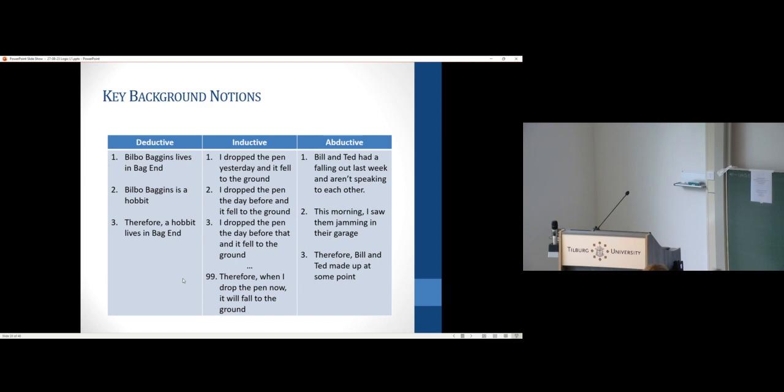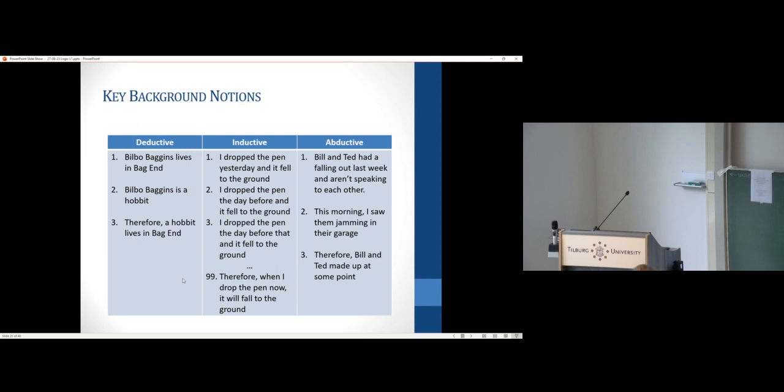Third kind of argument type. Have people come across this notion of abduction before? I'll give you the example. Premise one, Bill and Ted had a falling out last week and aren't speaking to each other. Premise two, this morning, I was walking by the garage and I saw them jamming out. So the conclusion: Bill and Ted had made up at some point in between. They're back to being bros again.